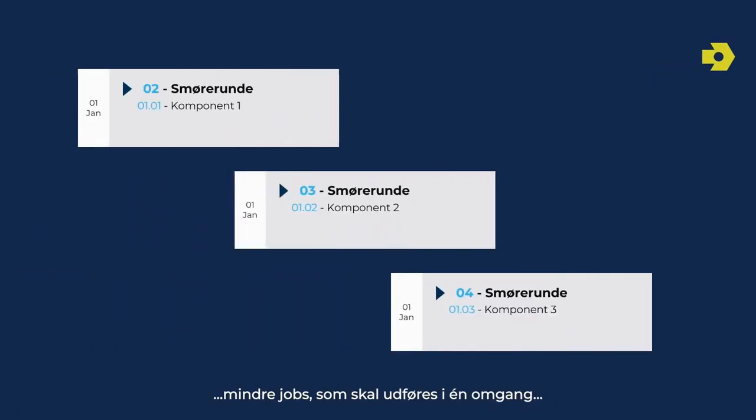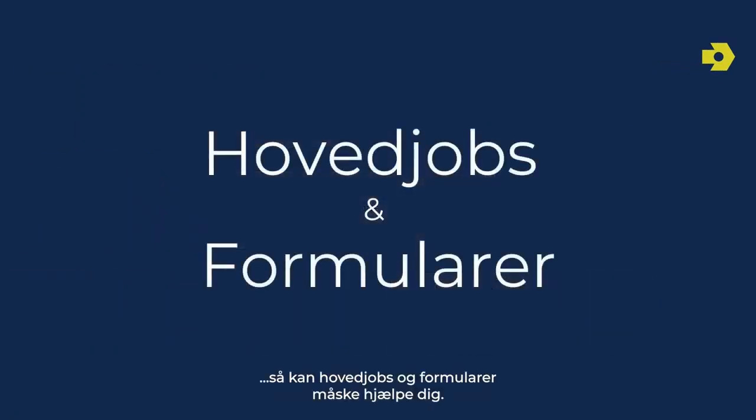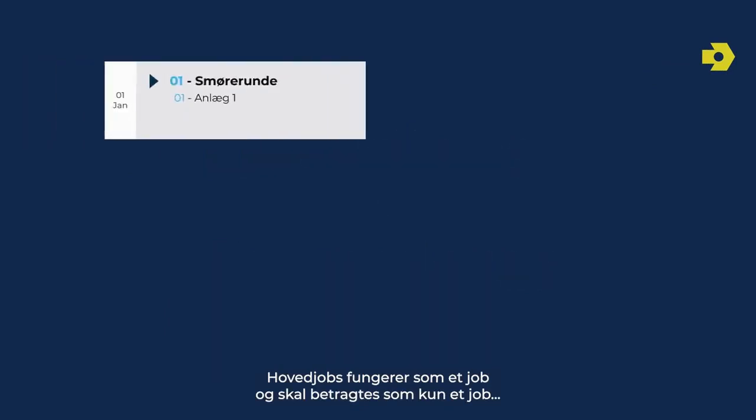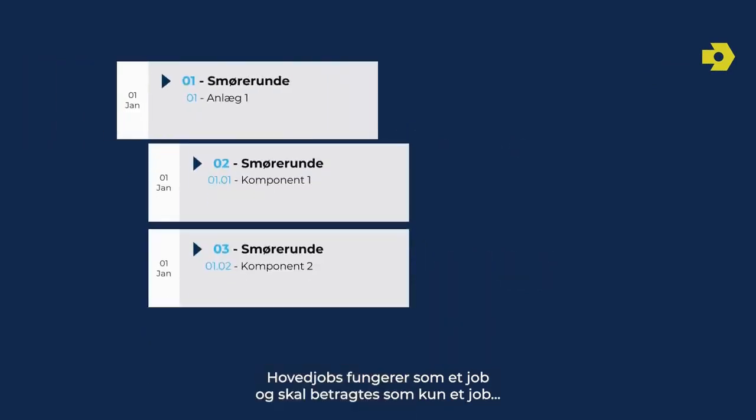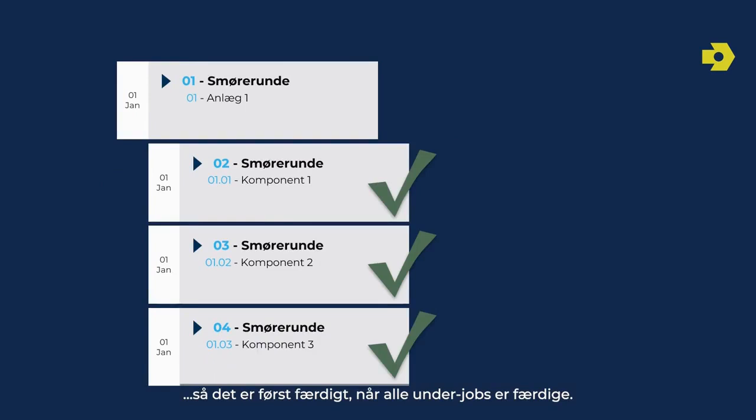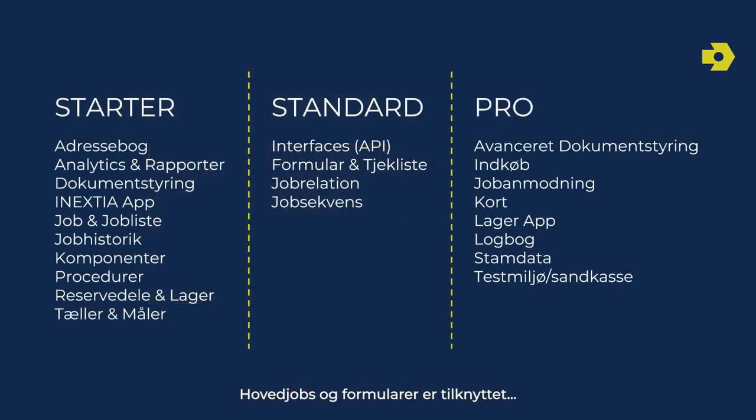If you have a series of smaller tasks that need to be completed in one go, then main jobs and forms might be able to help you. Main jobs function as a single job and should be considered as only one job, so it is only complete when all subtasks are finished. Main jobs and forms are associated with modules that are not included in an additional basic package. So the modules you need to have in order to use these features are job relations and forms.